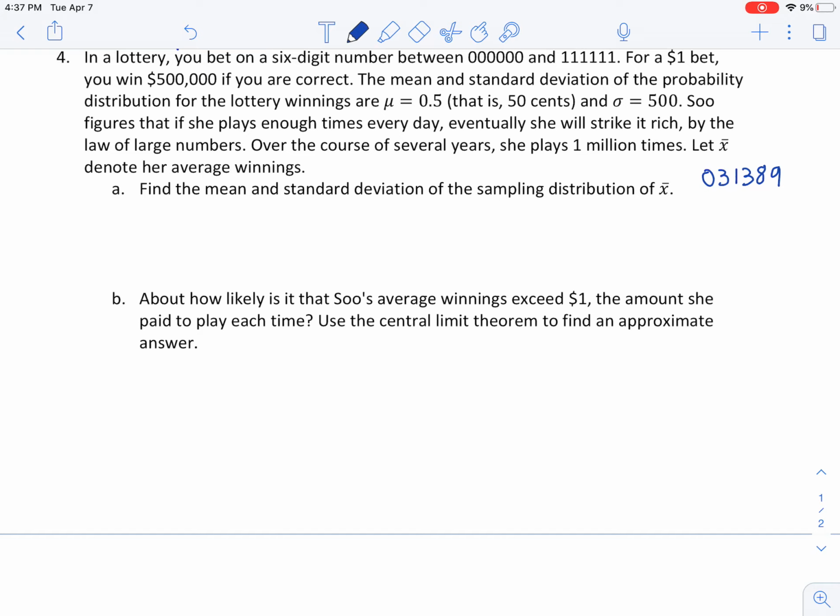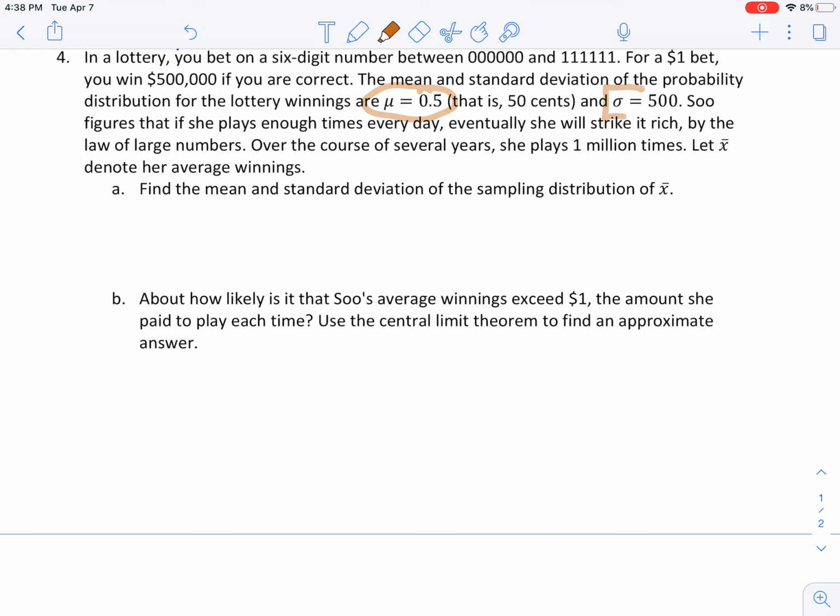What's the chance though, right? Oh my. I can enter my birthday, like 031389, and say that, hey, that is my lucky number. Will I win $500,000? And you see the chance is very low. But let's see. For a $1 bet, you win $500,000 if you are correct.